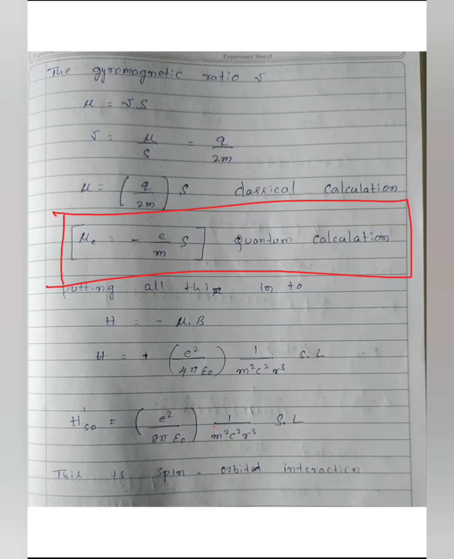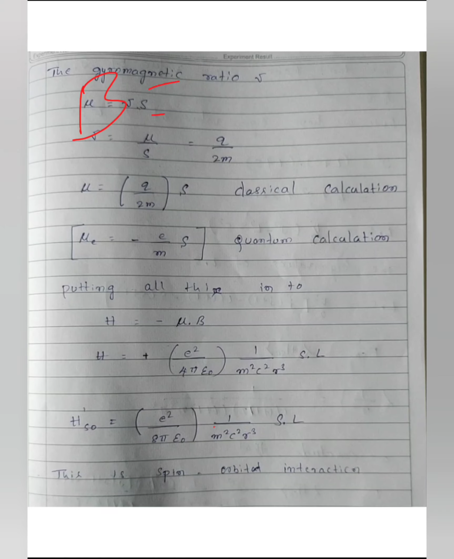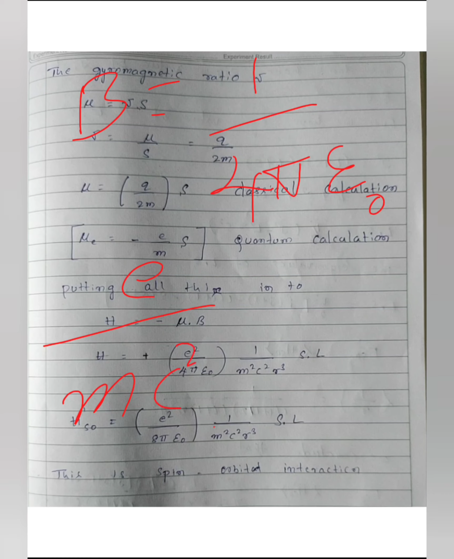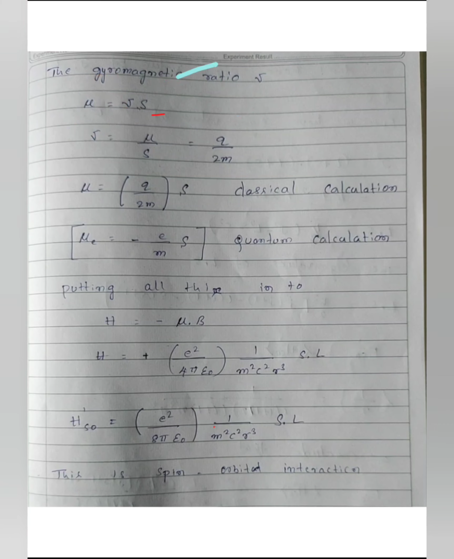Here you already derived the value of B, which is equal to 1 divided by 4 pi epsilon naught, e divided by m c square r cube, into L. This is the value of B. And you already calculated the magnetic moment mu, which is equal to minus e divided by m into S.